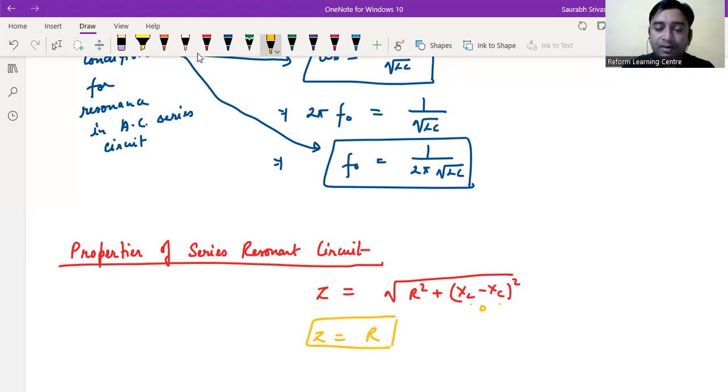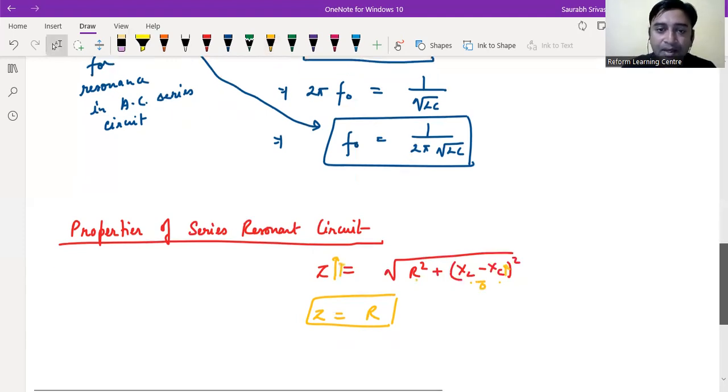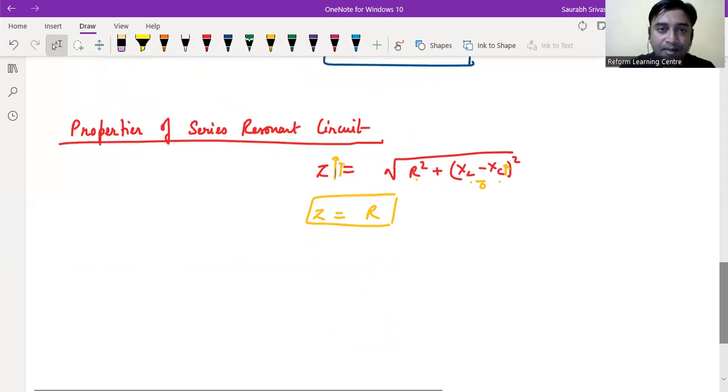In case when frequency changes or XL is more than XC, this will be positive. Positive plus positive is positive. Again, Z will increase. Or either XC increases. XC बढ़ जाता है, तो भी this will be negative. Negative plus positive. Again, positive plus positive will be positive. Z again increases. We can see the first point: impedance of circuit is minimum when it is in resonance.